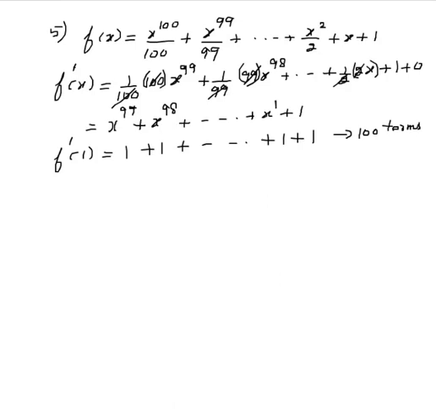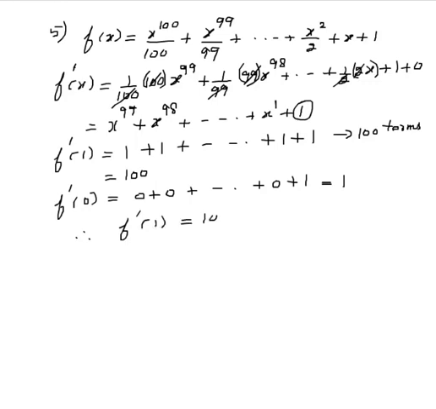Here x raised to 1 till 99, the power. And then this one, we have totally 100 terms. Therefore, the answer becomes 100. Now, f dashed of 0, let us calculate. So, all these terms will become 0. Last term is 1. Therefore, the answer is 1. Therefore, f dashed of 1 is equal to 100 times f dashed of 0.